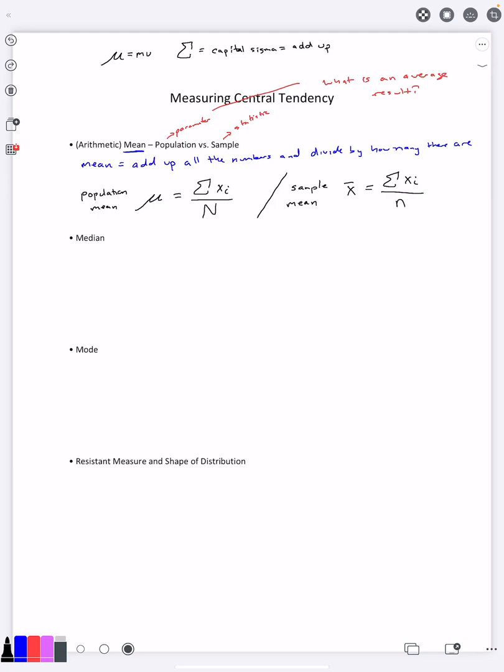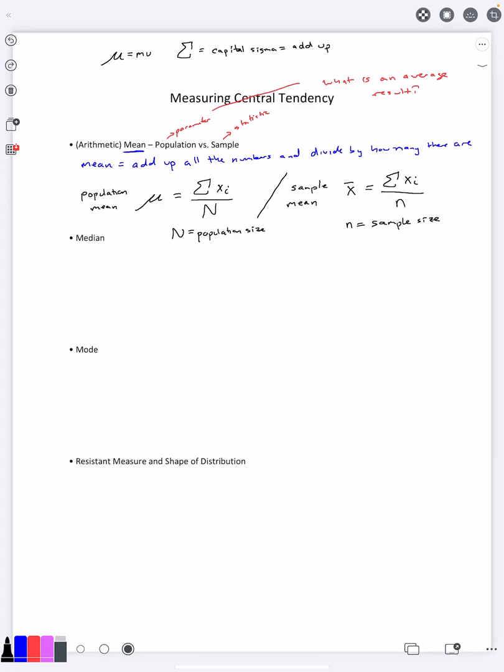And the difference again is the capital N is the population size, how many people are in your whole population, whereas little n is your sample size, how many people did you get your data from. So again, both of these formulas are saying add up the data points, divide by how many there are.